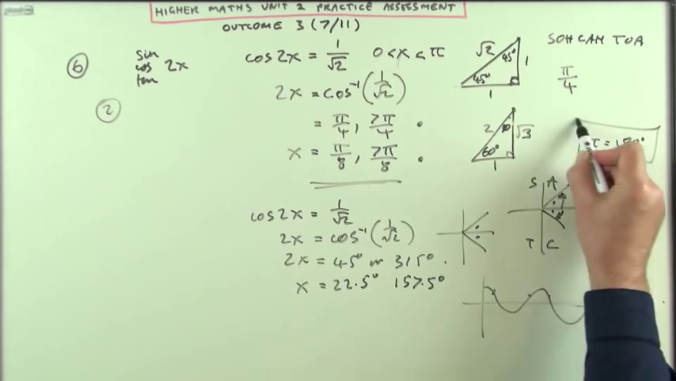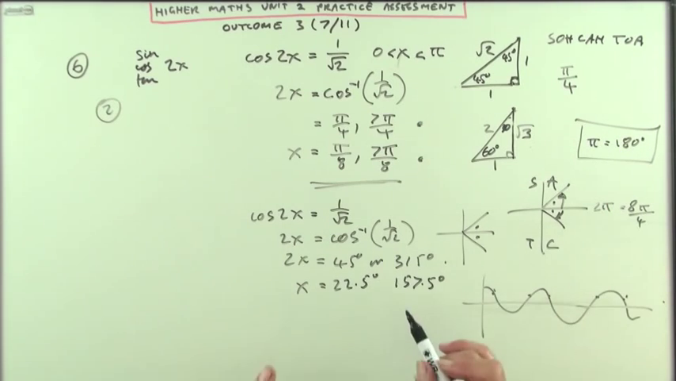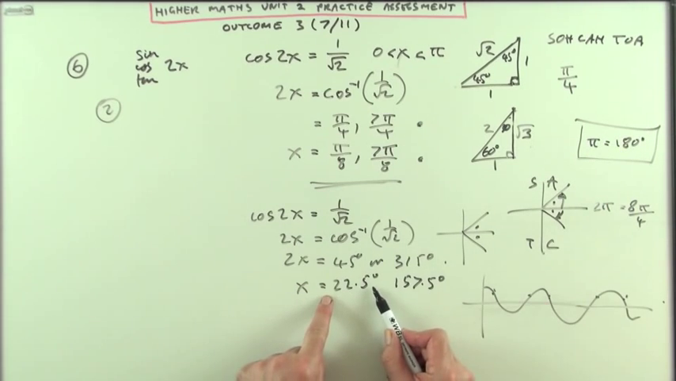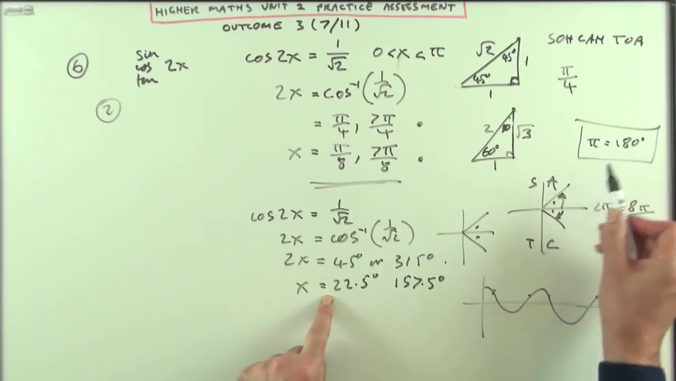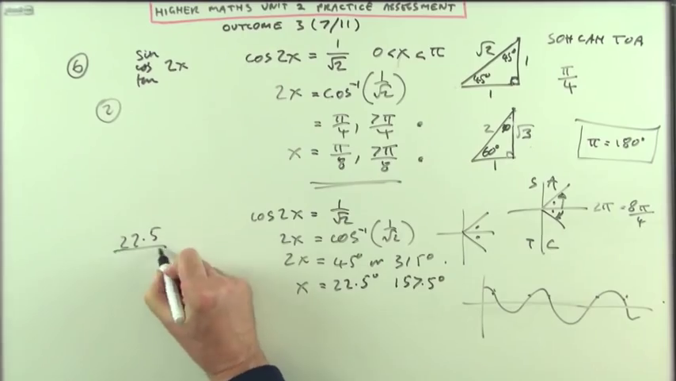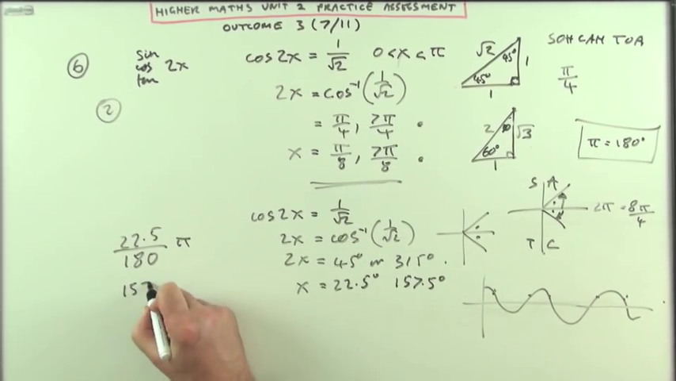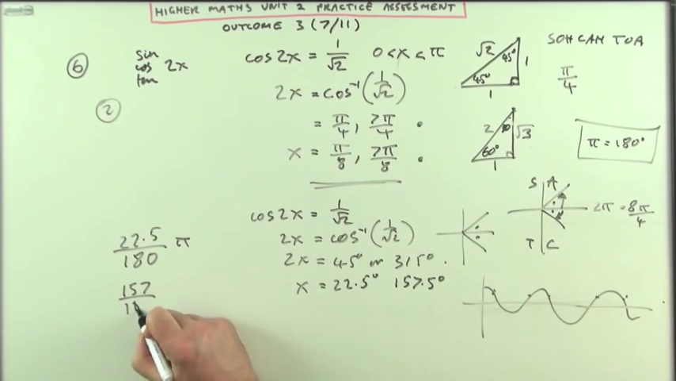And this is the ratio you would use. 180 degrees makes pi radians. So if I've got degrees and I want radians, divide by 180 to knock out the degrees and multiply by pi. I'd have to do this: 22.5 over 180 multiplied by pi, and 157.5 over 180 multiplied by pi. Which I suppose would be okay if you've got a calculator, if you're allowed to use a calculator, which you are here. But if it was in the exam, you'd have to do that by hand.